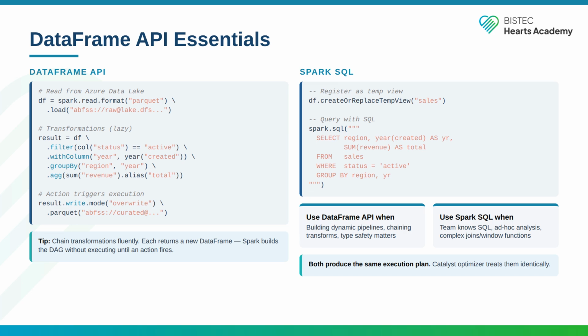When should you prefer the DataFrame API? When you're building dynamic pipelines, chaining complex transformations, or when type safety matters. When should you prefer SQL? When the logic involves complex joins, window functions, or when your team reads SQL more fluently than Python. In Azure Databricks notebooks, you'll often see a mix. SQL cells for exploratory analysis, DataFrame API in production Python modules. That's perfectly fine.